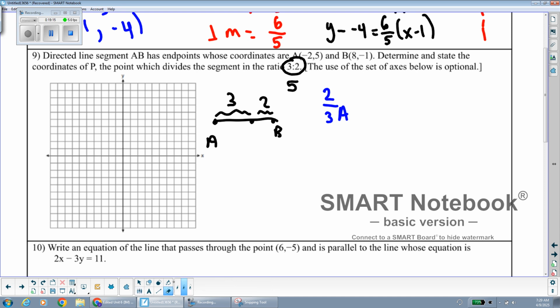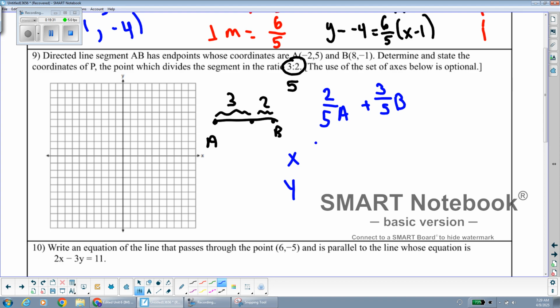Oh, sorry, there's 5 parts. I almost just made a mistake there. And B is going to get a lower fraction because it's going to be weighted more heavily. So I'll just separate it with the x and the y coordinates.